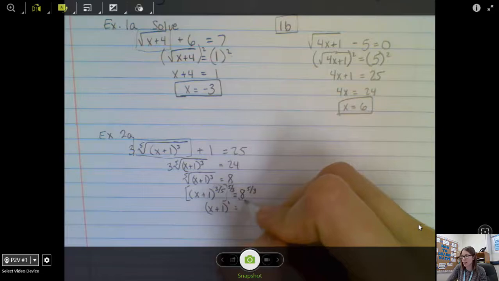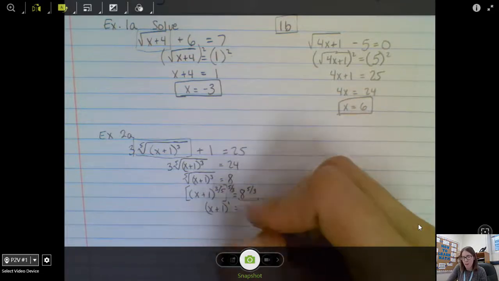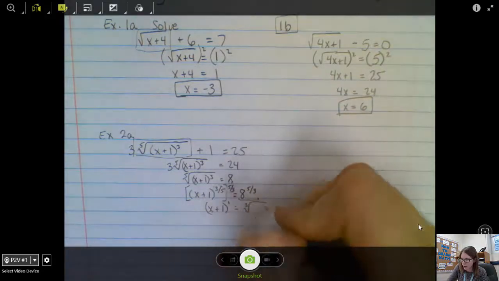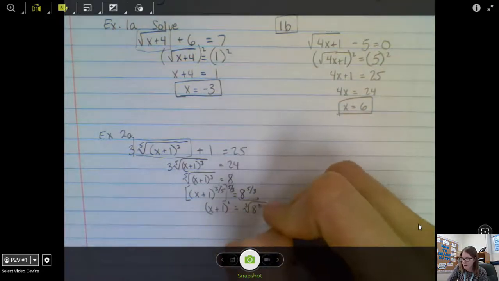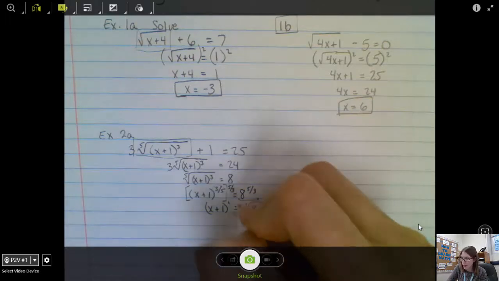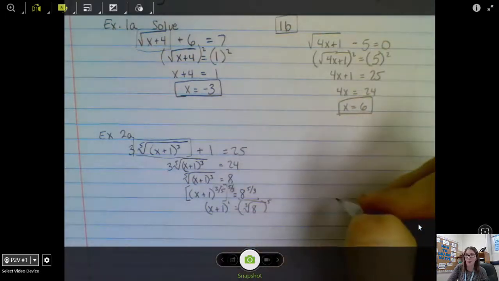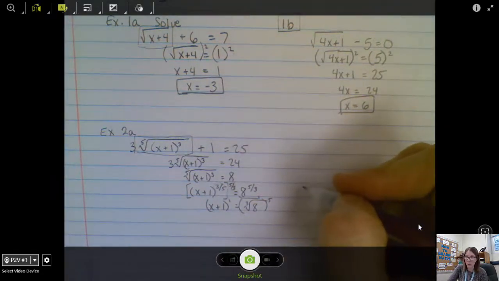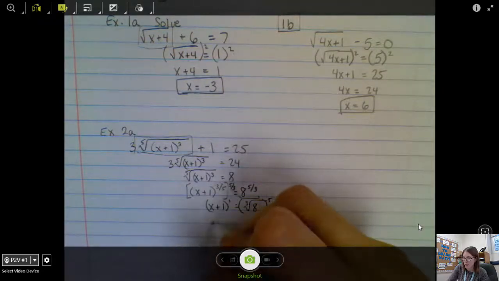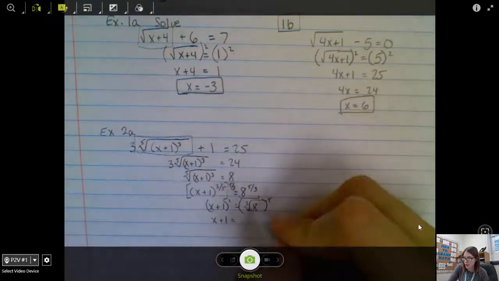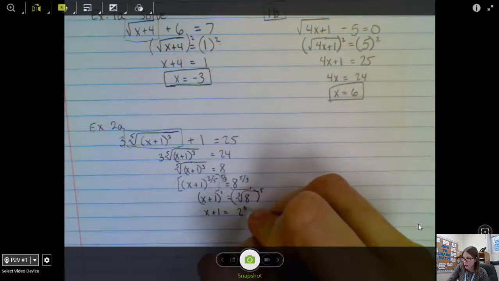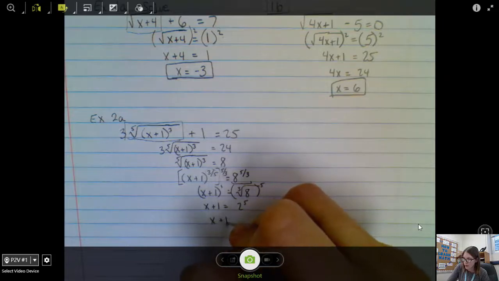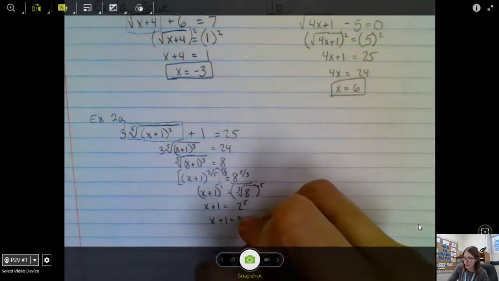And then to work with this, the 8 to the 5/3, put that back in radical form. That makes life a little bit easier. It's the cube root of 8 to the 5th. And we could put our 5 underneath, or we could take it to the 5th power like that. This is a little bit easier, especially without a calculator, if you didn't have your power table with you, anything like that. That gives us x plus 1 equals the cube root of 8 is 2 to the 5th power. And 2 to the 5th power is 32.